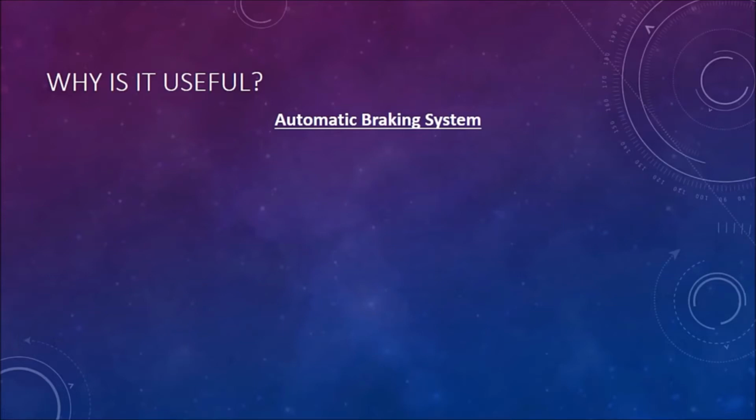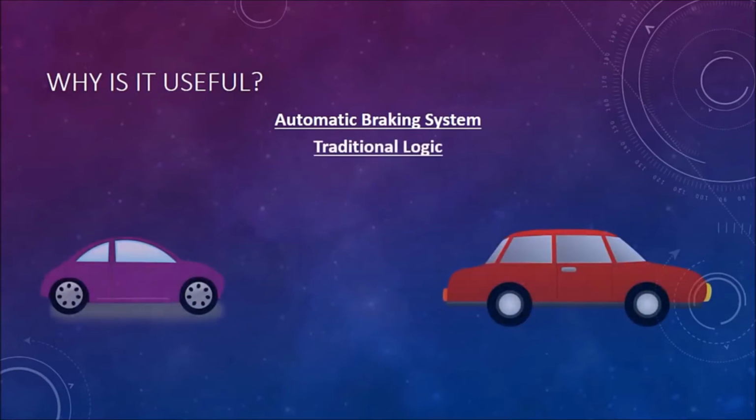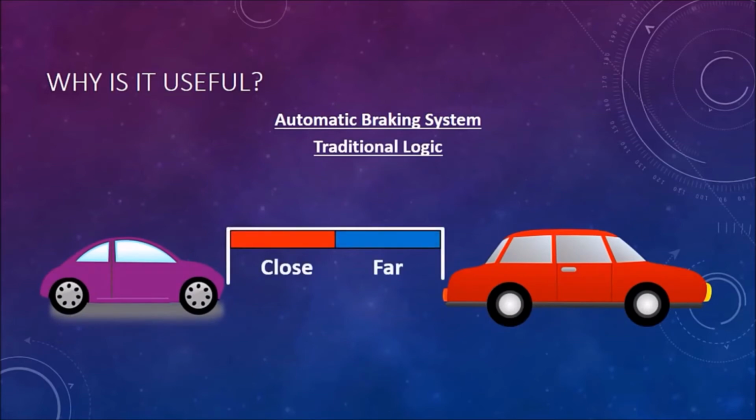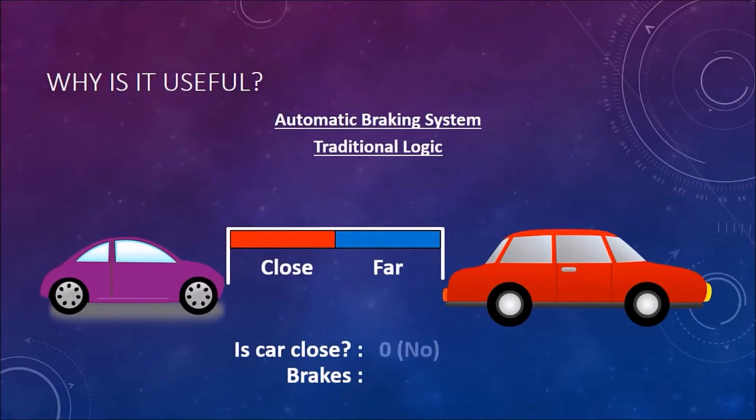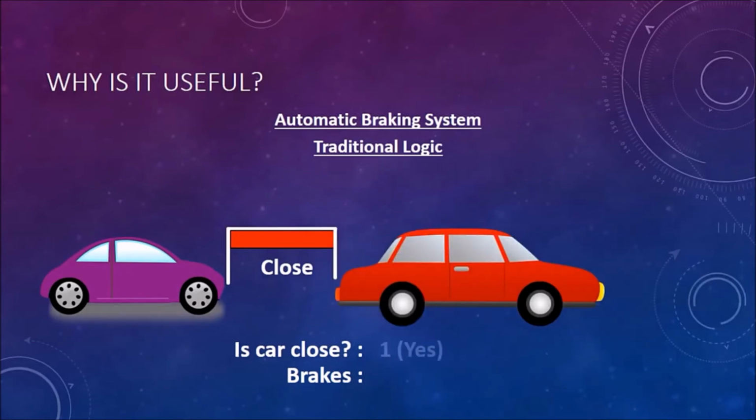Well, consider you have an automatic braking system in your car that can decide when to brake. Using traditional logic, it might look something like this, where you have a car in front of you that's far away or close, and there's some value in between where it switches. The car being close can either be yes or no, 0 or 1, and the brakes can either be on or off, again 0 or 1. So in this situation, the car is far away, so it's not close, and the brakes are off as a result. Now the car is close, represented by 1, and the brakes are now represented by 1 as on.